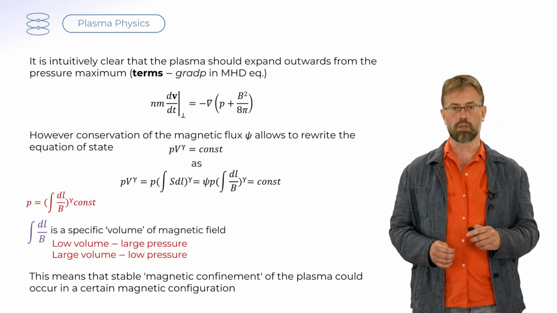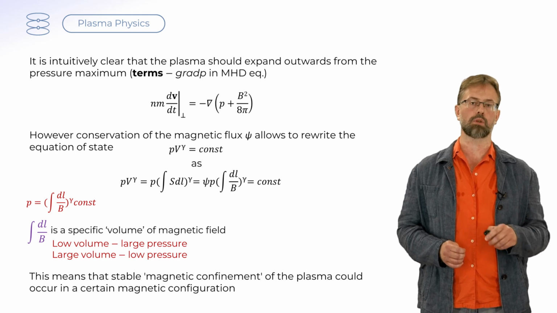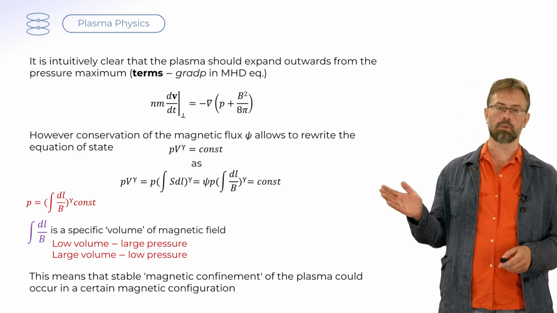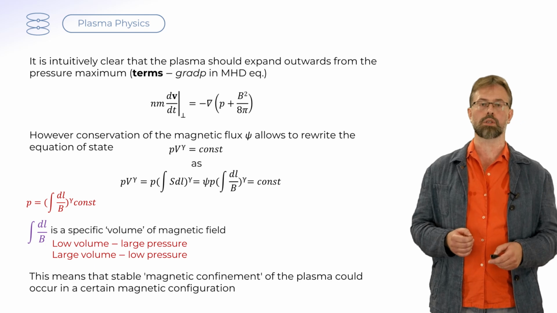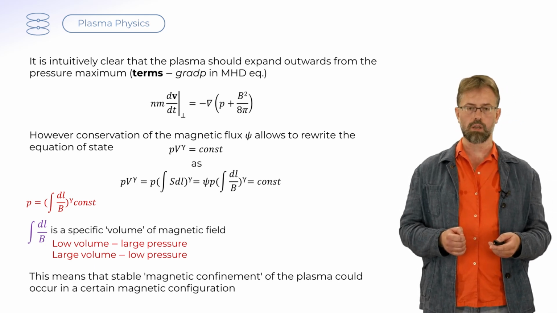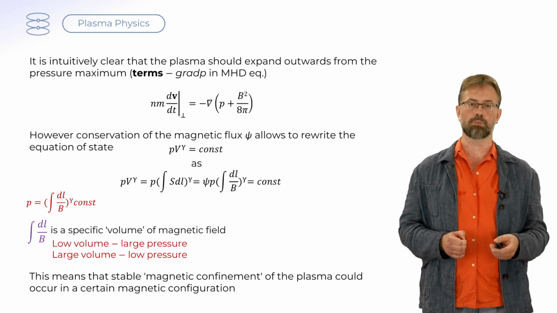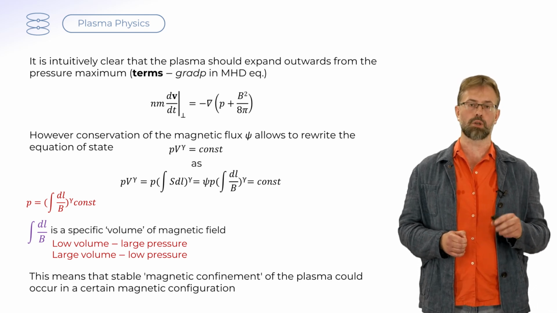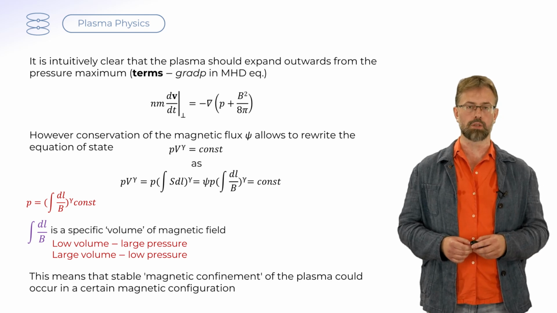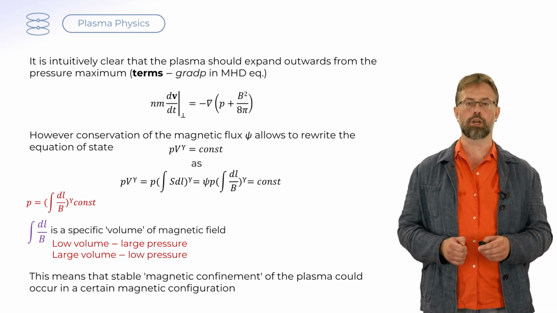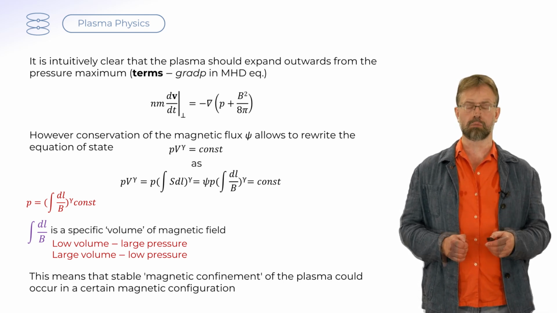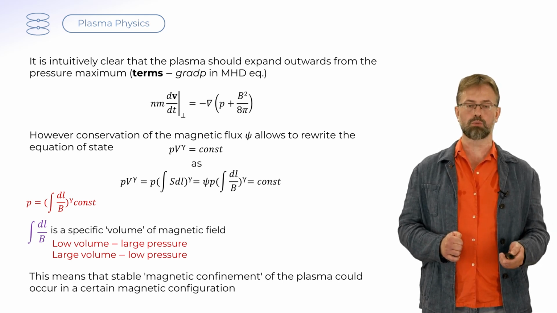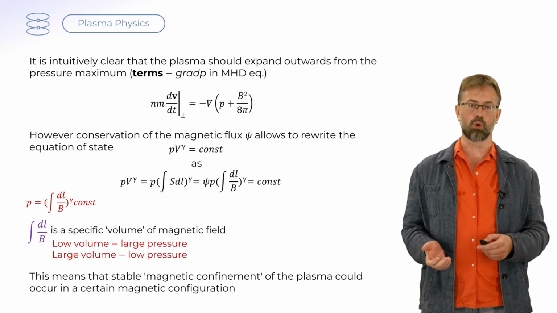But conservation of magnetic flux gives us the ability to consider some configuration of stable plasma confinement. Let's see, this equation is the adiabatic equation of state, which is in fact thermodynamics: pressure times volume to the adiabatic exponent is a constant. We have used this equation together with conservation of flux. So we can derive that the specific magnetic volume, which is the integral of dl over B, should be constant to get a stable configuration. So there is a large volume and low pressure, and a large pressure and low volume.